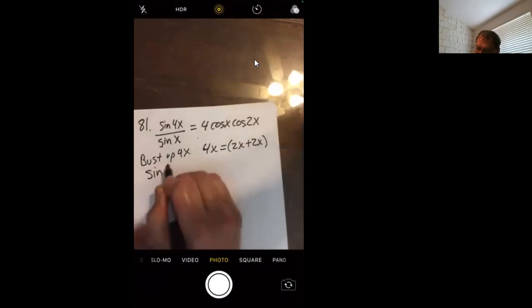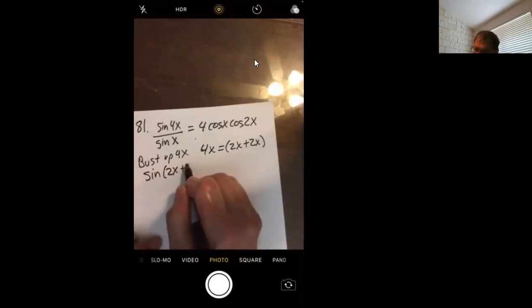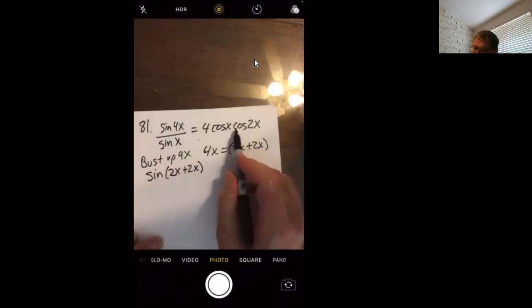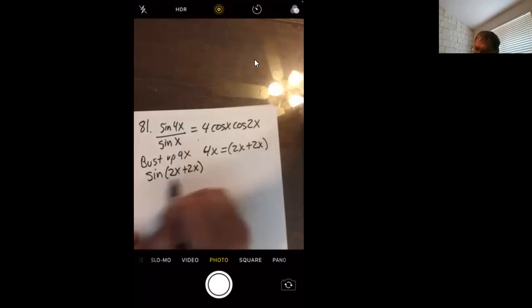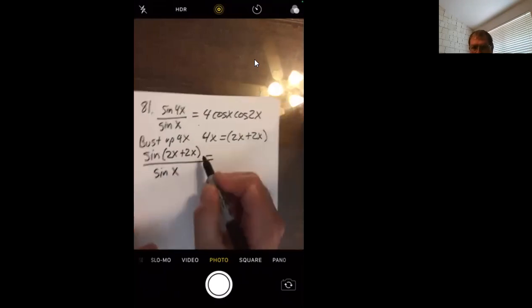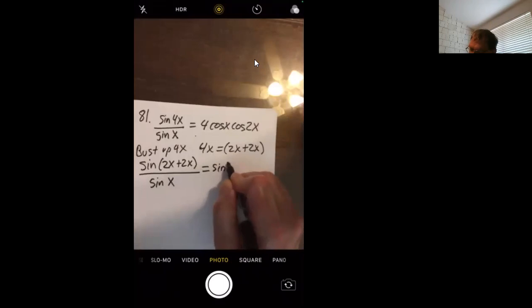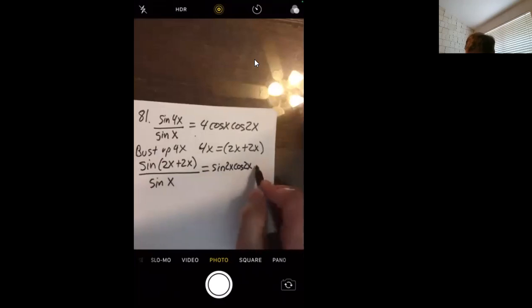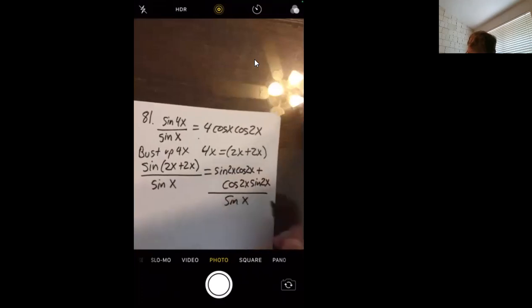So I'd have a sine of, and there's several ways, you probably do a 3x and 1x. But I'm not doing that because I don't have any 3x's over here. I've got 2x's and x. So I'm going to try it this way, over sine of x. Now remember, you busted it up into 2 pieces, so you have formulas for that. That goes sine of 2x, cosine of 2x, add cosine of 2x, sine of 2x, all over sine x. I'm trying to turn this into my 4 cosine x, cosine 2x.